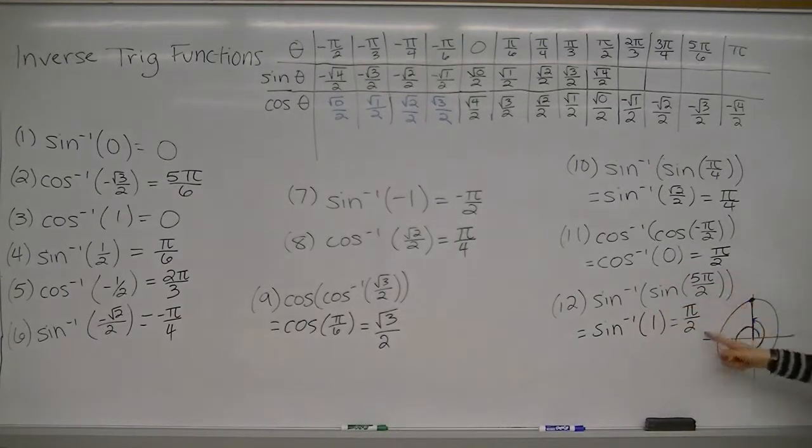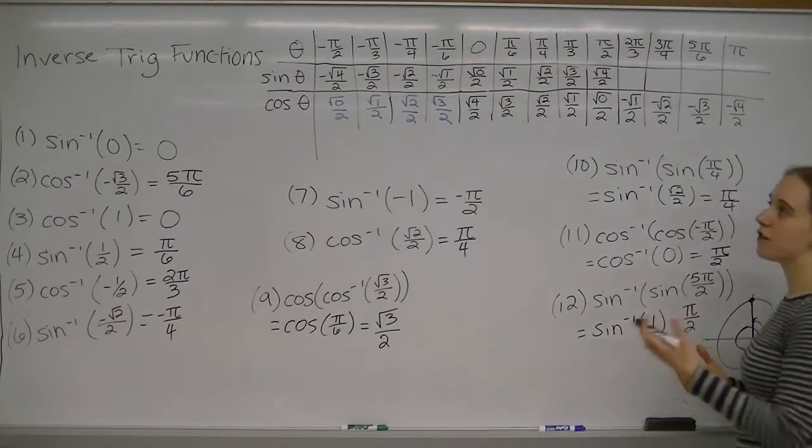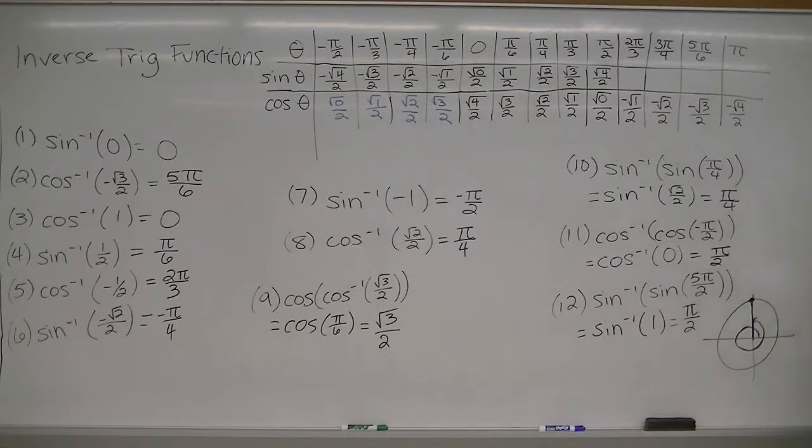So I found another angle that had the same sine value as 5 pi over 2 did, and that was my answer. So once we get to this point, we need to be really careful about making sure that the output we're getting is always in the correct range for sine inverse and cosine inverse. Otherwise, these problems are quite simple because the input just becomes the output.